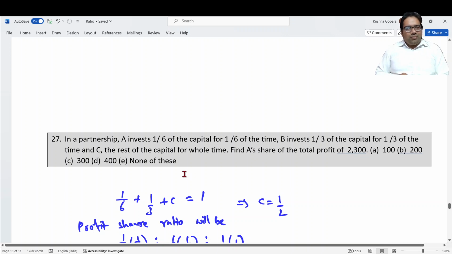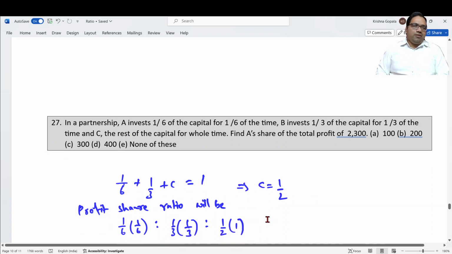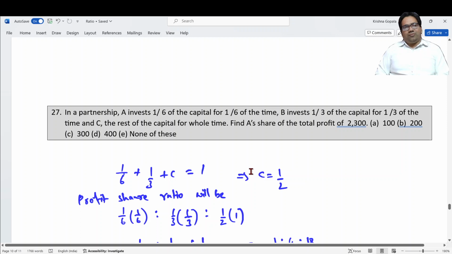Right. So, what is it saying? 1 by 6th capital is by A, 1 by 3rd capital by B. Let's assume C's capital is C. 1 by 6 plus 1 by 3 plus C should be 1, right? That means C equals 1 minus 1 by 6 minus 1 by 3, which is equal to half. So C's capital is half. Very good. A invested 1 by 6th, B invested 1 by 3rd, and C invested half. Now, A invested for how long? 1 by 6th of the time only. 1 by 6 only.